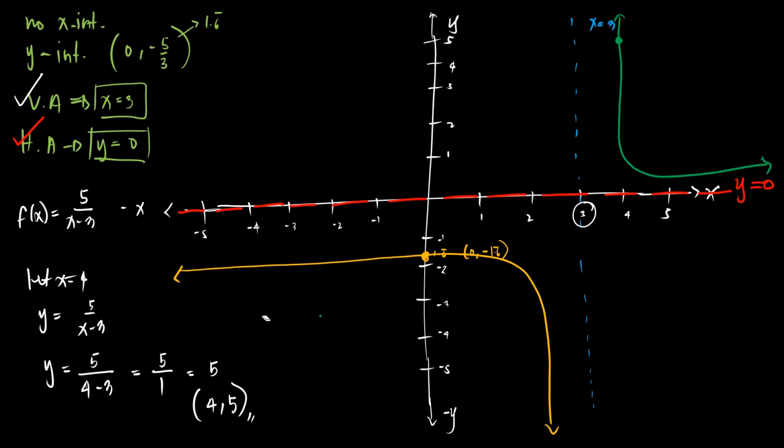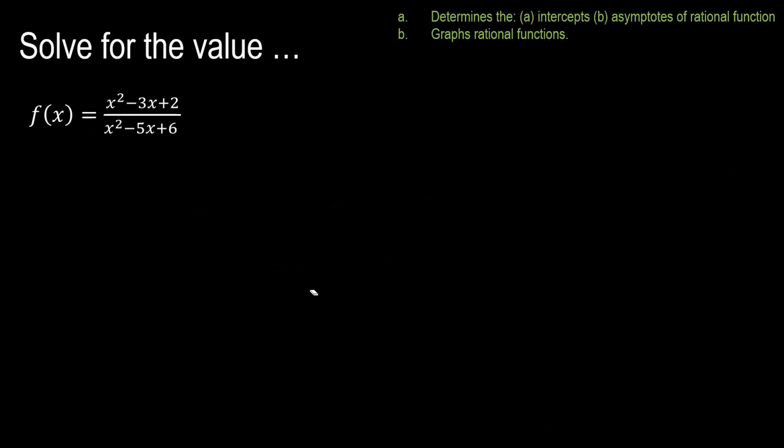Okay, so that's it for number 2. So when there is no x-intercept, just give a value. When you give a value, you have to make sure that the value you give does not cross the vertical asymptote and the horizontal asymptote, because it will be undefined. Okay, let's have the last one.